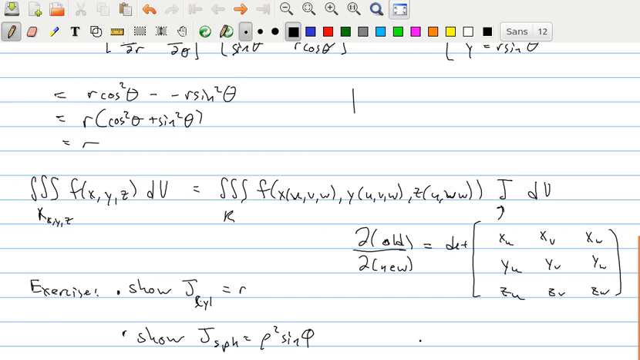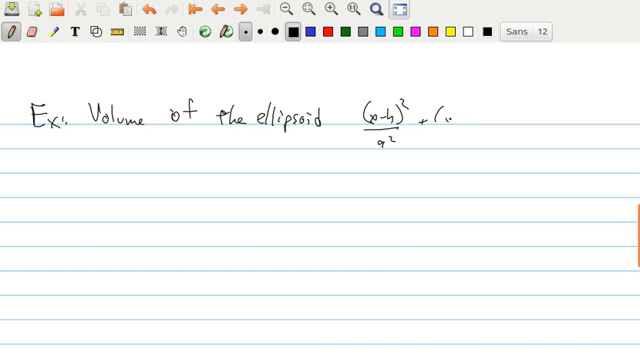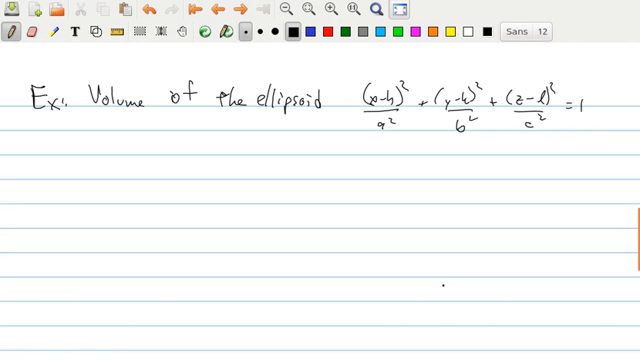Let's look at one slightly less standard example. Let's go through and find the volume of the ellipsoid, and we'll give the general ellipsoid formula: x minus h squared over a squared, y minus k squared over b squared, and z minus l squared over c squared equals 1. So the volume of the ellipsoid, now remember our volume is just the triple integral of dV.